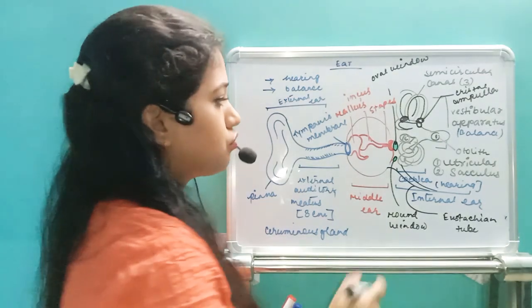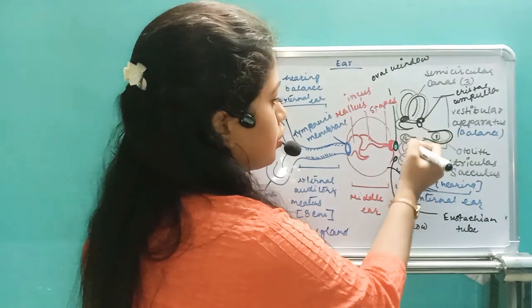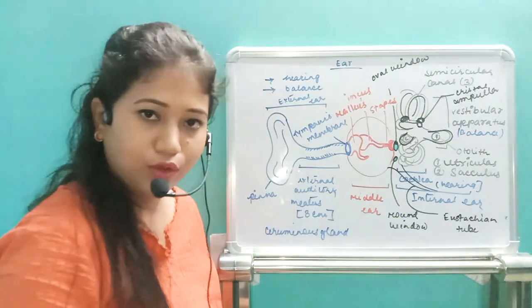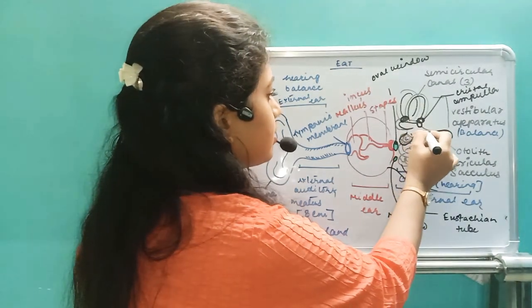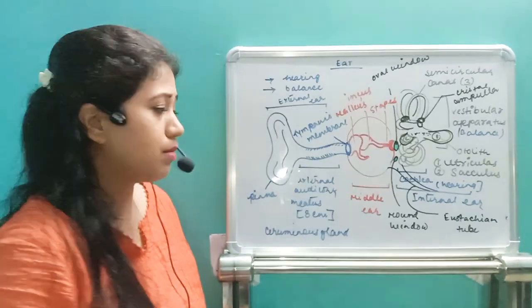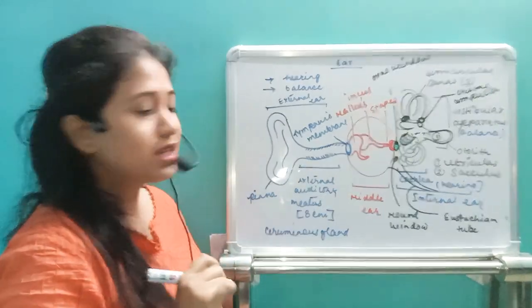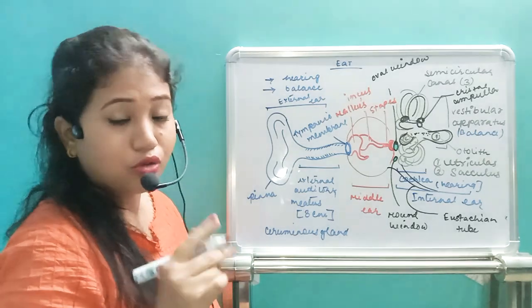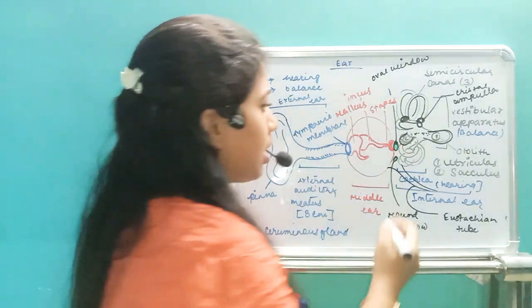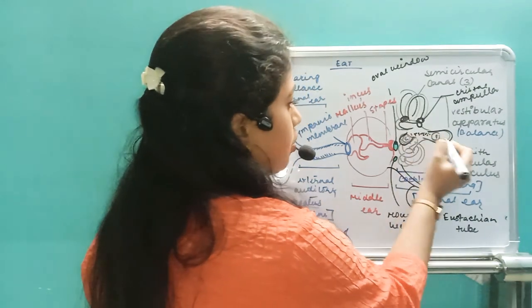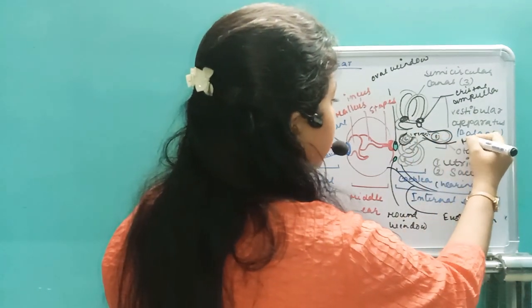Okay. Next one, you can see we have utriculus and sacculus. Utriculus and sacculus are the next part which is sensitive to static balance. Remember, it maintains the static balance. This otolith organ, which has two parts, utriculus and sacculus, has an elevation. So what is that? This is called the macula.